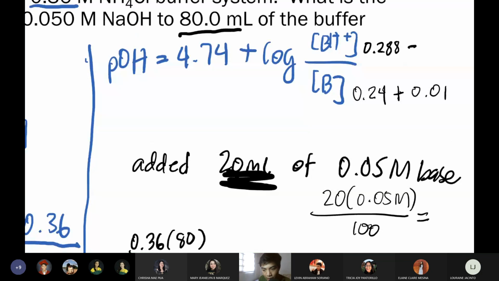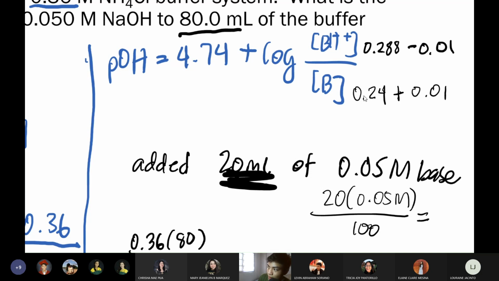But mababawasan pa yan. Bakit mababawasan? Kasi naglagay tayo ng, di ba, ng base. So yung base madadagdagan ng 0.01 molar. Yung acid mababawasan ng 0.01 molar. Okay? So kung gaano karami nadagdag sa base, ganon din karami yung mababawas sa conjugate acid. Okay? So ganon lang.